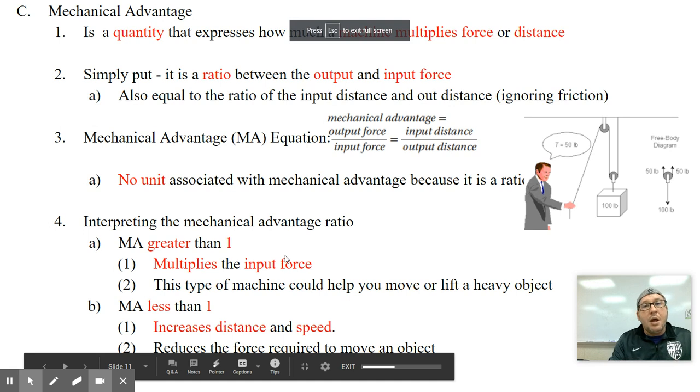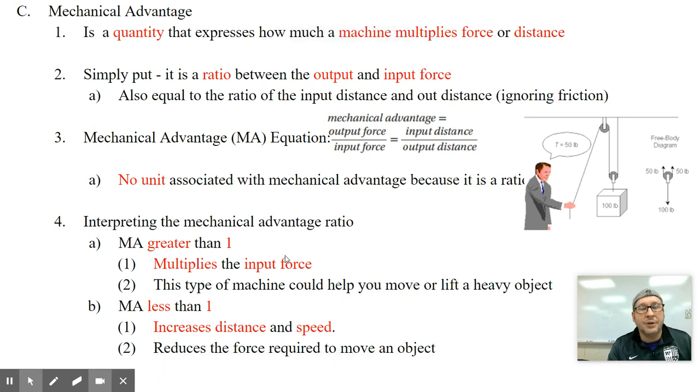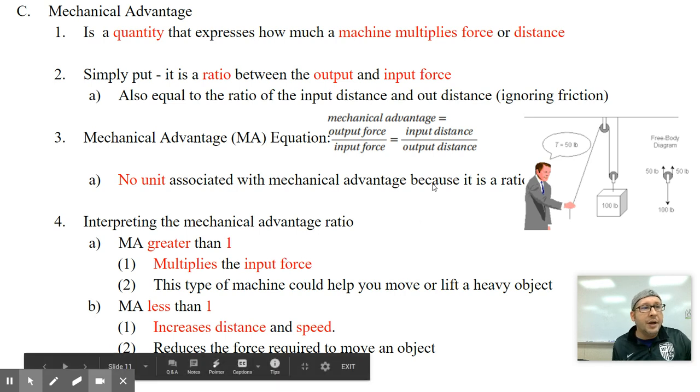Okay, so since we are dealing with a ratio, which is what mechanical advantage really is, there is no unit. There's no foot or newtons or anything like that. It's simply just a number value. And so the number value is going to tell us what the mechanical advantage is going to be with a particular machine. So down here, number 4, how do we interpret mechanical advantage?